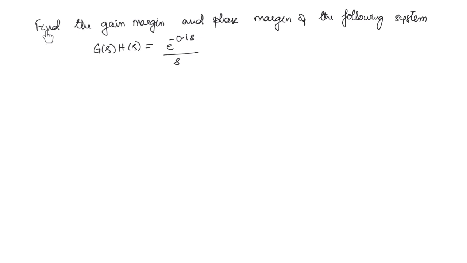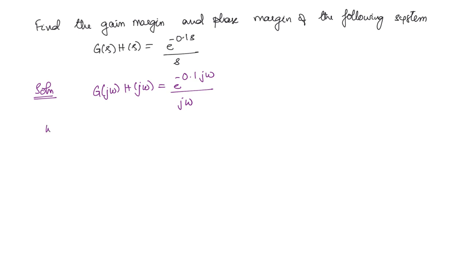Next question we have: find the gain margin and phase margin of the following system. Here we have G(s)H(s) is equal to e to the power minus 0.1 s divided by s. We will first have to find out the gain crossover and the phase crossover frequencies. So first you can write G(j omega)H(j omega) is equal to e to the power minus 0.1 j omega divided by j omega.